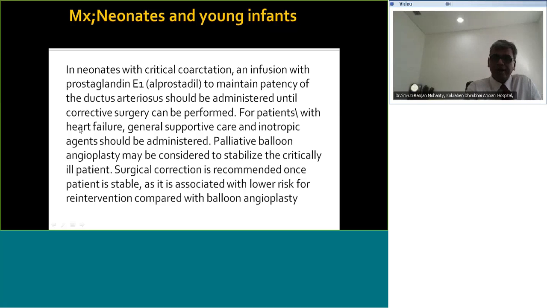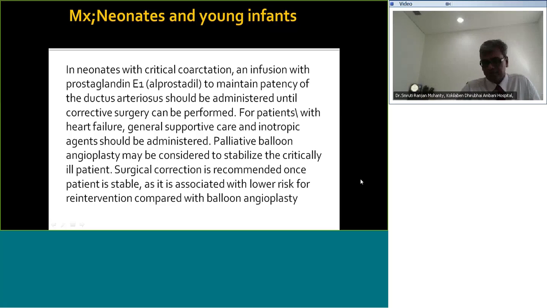Now for patients who have heart failure, general supportive care and inotropic agents should be administered. Palliative balloon has a role for sure. Palliative balloon angioplasty should be considered to stabilize these critically ill patients. So you can go ahead with the balloon in neonates and infants who are very unstable, after prostaglandin, intubation, correction of acidosis and inotrope support are started, and in the next few days one should go ahead with surgical correction of coarctation. And this is associated with a lower risk of reintervention compared to balloon angioplasty.